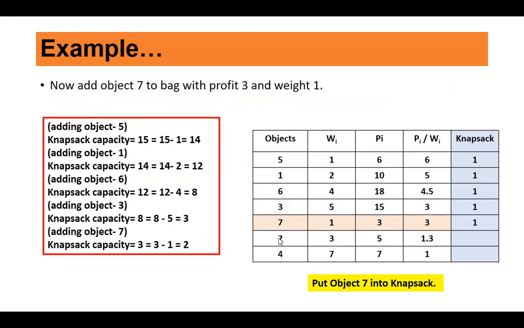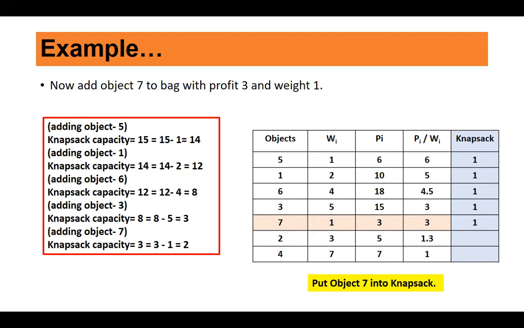Next, now we'll put 7 because that was remaining, right? And its weight is 1. Capacity was 3 minus 1, now it is 2. The sack has now the storage of only 2 kgs. We have already put 1 kg of object 7. Fine. So how many objects are there now in our sack? We have objects 5, 1, 6, 3, and 7.